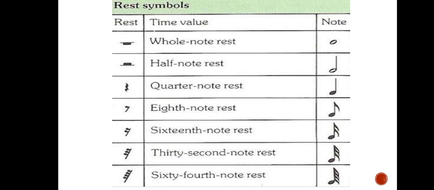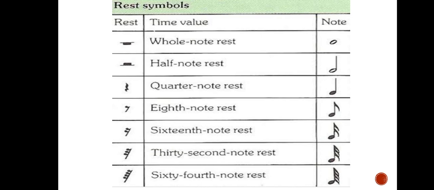The minim is the half note, the crotchet is the quarter note, and that's its rest on the left hand side. We are coming to the eighth note, also called a quaver. A quaver is like a crotchet, but it has one tail. That's the note, and its rest looks the way you are seeing on the left hand side. Below it is the 16th note rest. The 16th note is also called a semiquaver, because it is half of a quaver, and a quaver has one tail. Now a semiquaver will have two tails.